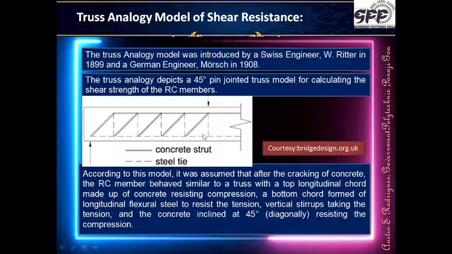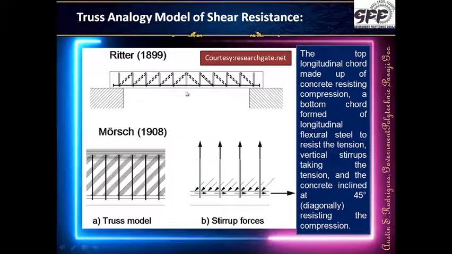So this truss model has been developed by Swiss engineer W. Ritter. Now according to this model, it was assumed that after cracking of concrete, the RC member behaved similar to a truss with top longitudinal chord made up of concrete resisting compression, the bottom chord formed of longitudinal flexural steel to resist tension, that is this one, the vertical stirrups taking the tension, that is this, and the concrete inclined at 45 degrees, that is this concrete, resisting the compression. So that becomes the strut over there. So this was the model proposed by Ritter.